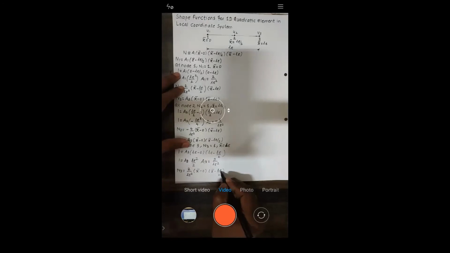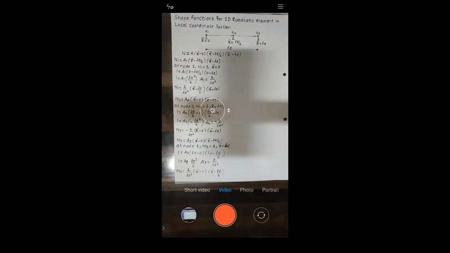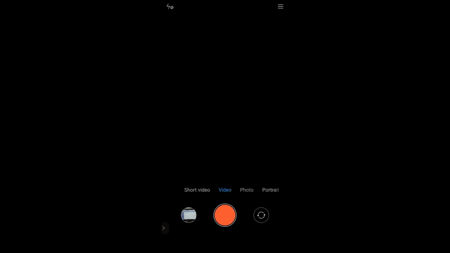Is it okay? Have you understood these shape functions? Yes, sir. Okay, now tell me how to plot the graph. For the linear element, we plotted the graph somewhat like this. A similar sort of graph we should plot.